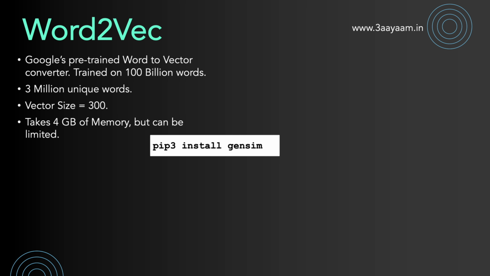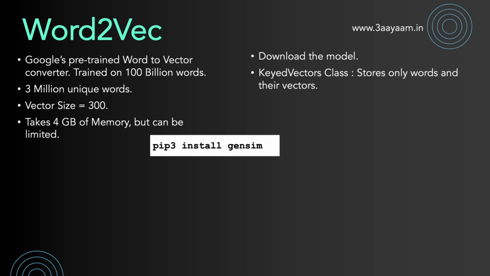The library that we have to download is the gensim library. This is the command: pip3 install gensim. After we download the library, there are a few steps which have to be performed. First, we'll have to download the model, which is Google's pre-trained model. Then we'll have to use a class called KeyedVectors, which stores only words and their vectors, nothing else. So that's what we want to do.